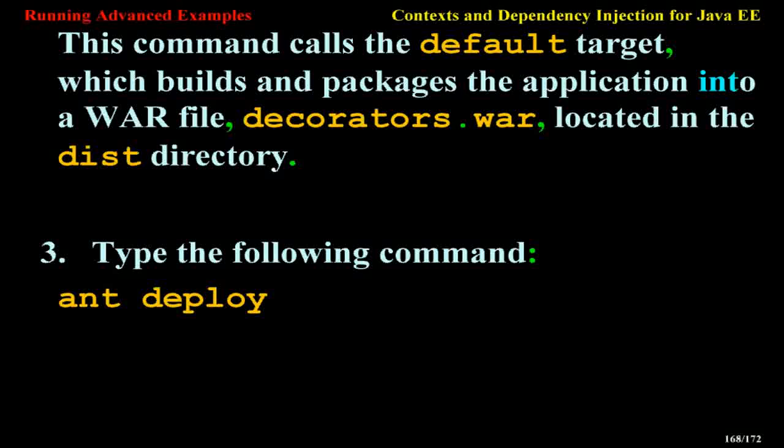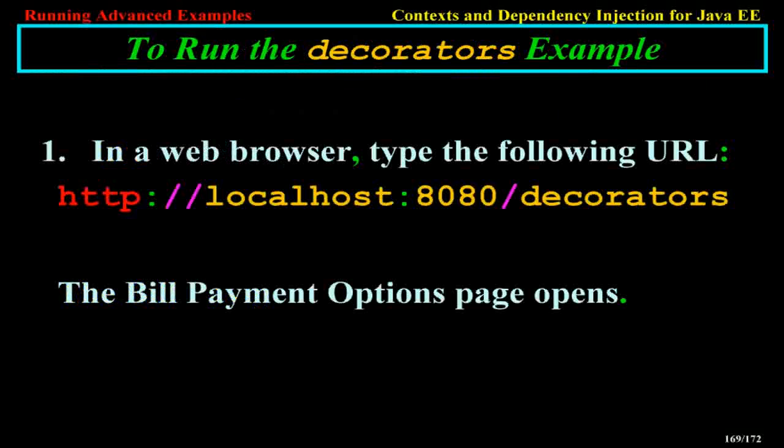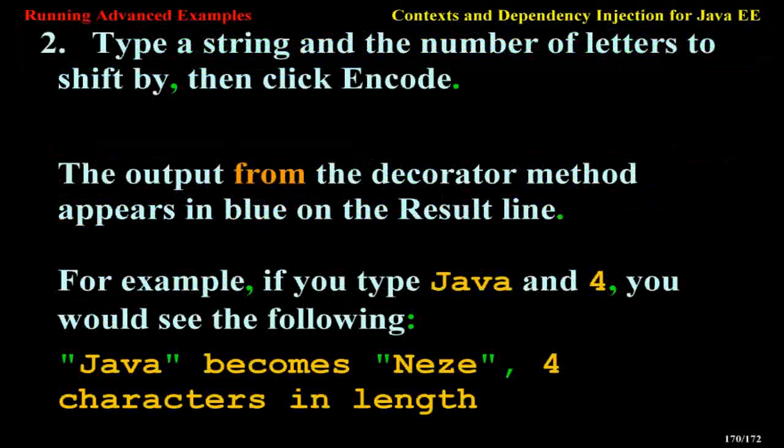Type the following command, ant deploy. To run the decorators example, in a web browser, type the following URL, http://localhost:8080/decorators. The encoder options page opens. Type a string and the number of letters to shift by, then click Encode. The output from the decorator method appears in blue on the result line. For example, if you type Java and 4, you would see the following: Java becomes NEZE, 4 characters in length.